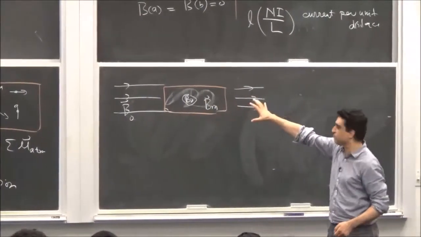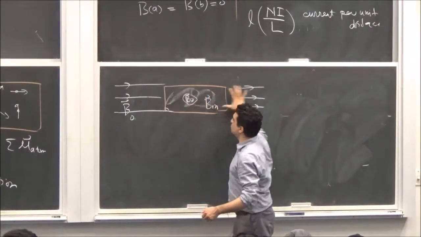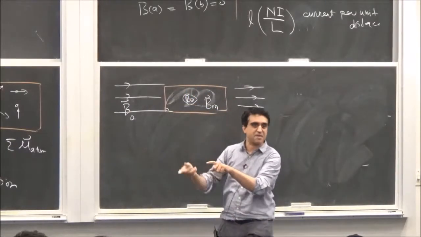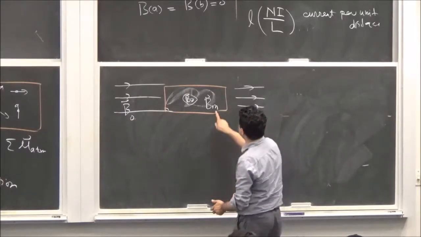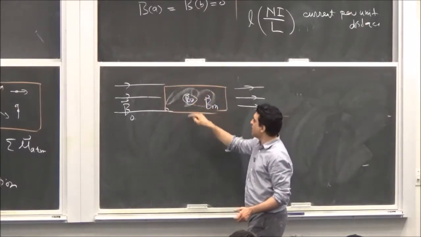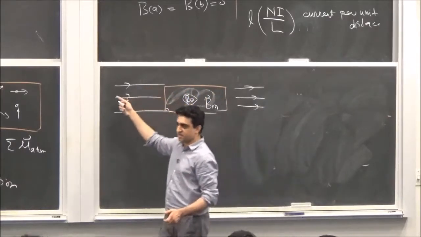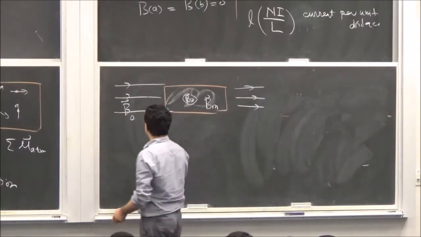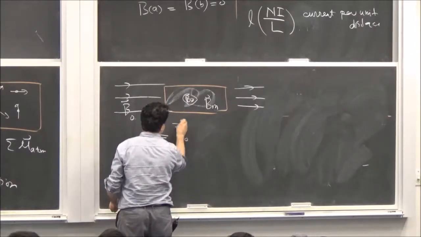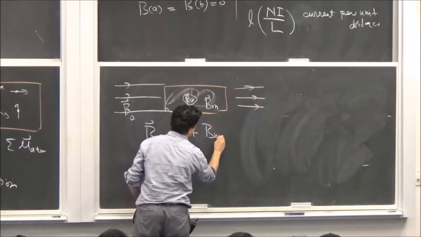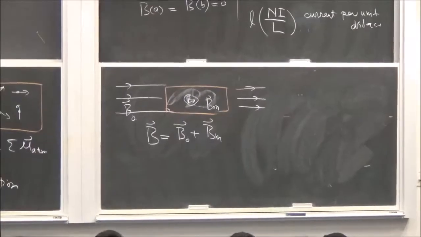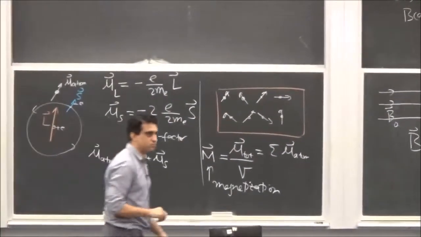If this material was not there, the field would be B0, but you have put that material, and if it has some net magnetic moment, it would have a magnetic field of its own. Let's call this magnetic field Bm, which is the field formed by the magnetic moments inside, and B0 is the external magnetic field which you have applied. What would be the total magnetic field inside this material? It would be equal to B0 plus the magnetic field due to the material. Outside it's B0, but inside it would be the sum of these two.